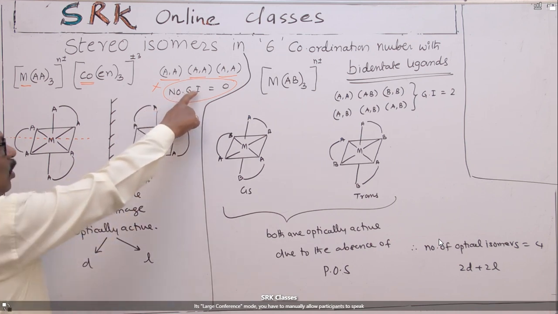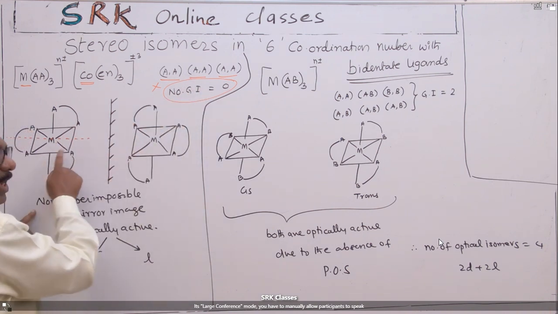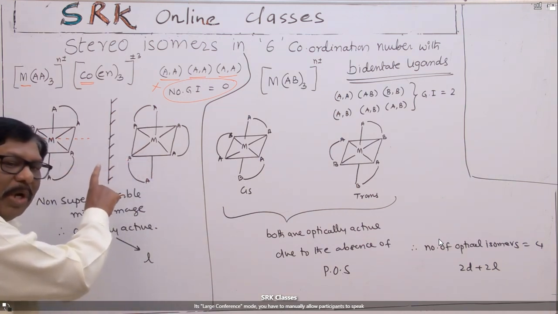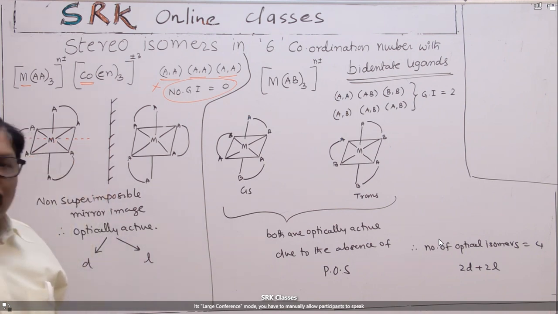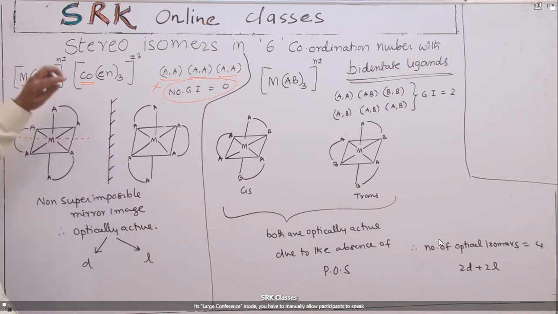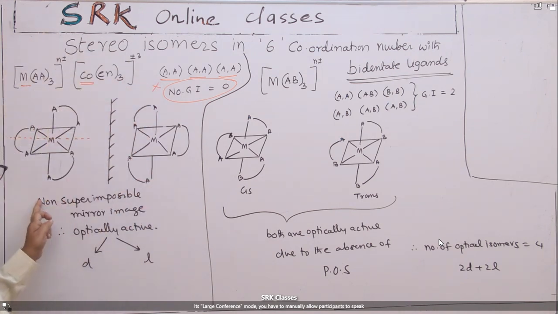So, geometrical isomers are zero, no geometrical isomers, but optical isomerism is possible. One is D, the other one is L. I cannot say which compound is D and which compound is L. I can say one of the compounds rotates plane polarized light towards the right side, another compound rotates it towards the left side. Therefore, they are optical isomers. So, with this combination, geometrical isomers are zero, but two optical isomers are possible. One is D and the second one is L.